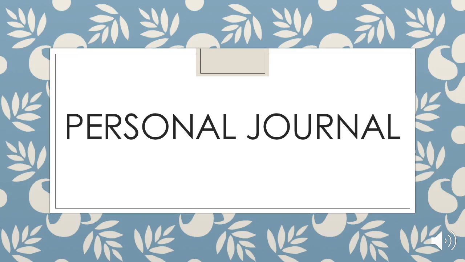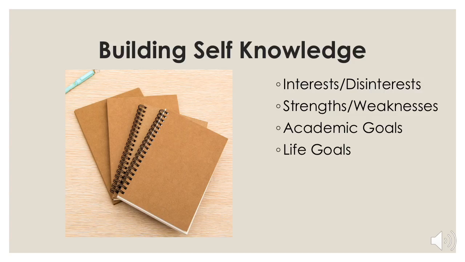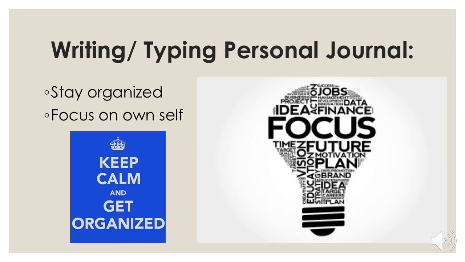In order to build self-knowledge, a student must understand his background. This includes learning about his disability, his interests, disinterests, strengths, weaknesses, academic goals, life goals, and any other information that would benefit the student to know about himself. By writing or typing this information into a personal journal, the student will be able to stay organized and focus on his own self easily by going through the journal with help or on his own.